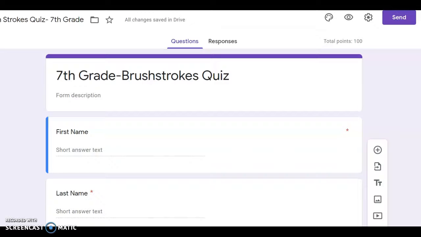Okay, guys, this is your oral accommodation for the brush strokes quiz. Make sure you put your first name and last name in the boxes. And I'm going to read the question and the answers, but I have also added some definitions inside the question. Feel free to pause me so that you can look over those definitions, but I will not be reading those out loud each time. Okay.